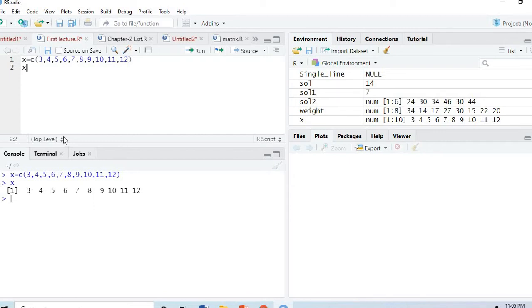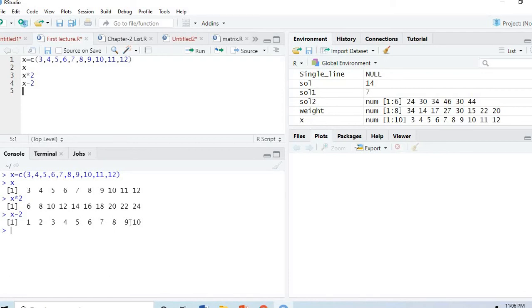Now we will be covering the various vector operations such as addition, subtraction, division, and multiplication. First of all, suppose x is the vector and you multiply it by 2. Let's see what the result is. You can see in the console area the result appears. Similarly, if you subtract 2, x minus 2, you will have a result of 1 2 3 4 5 6 7 8 9 10.